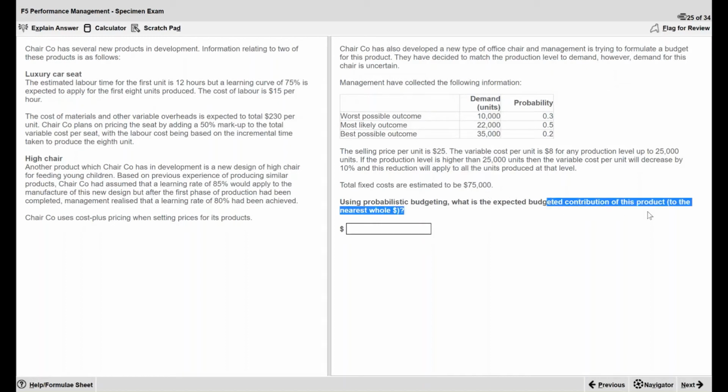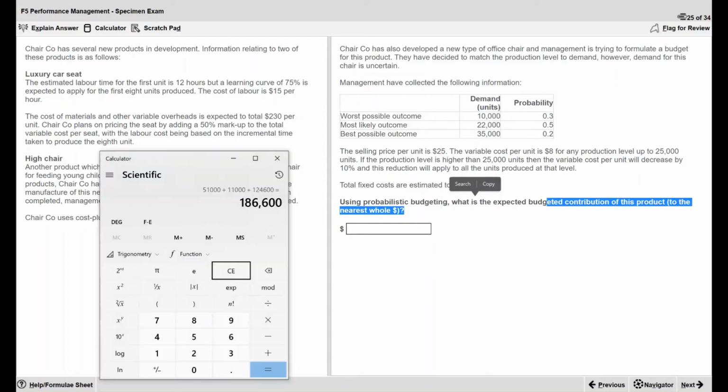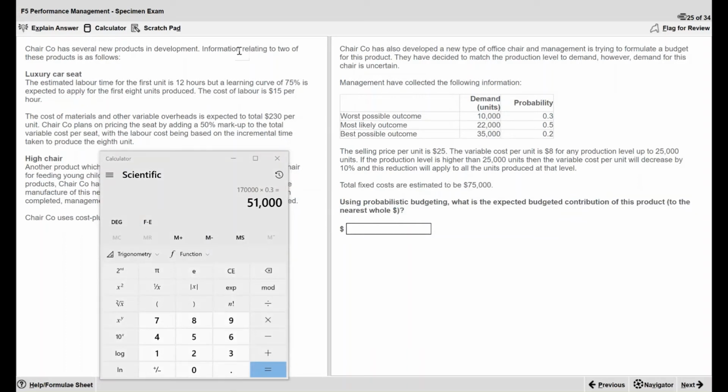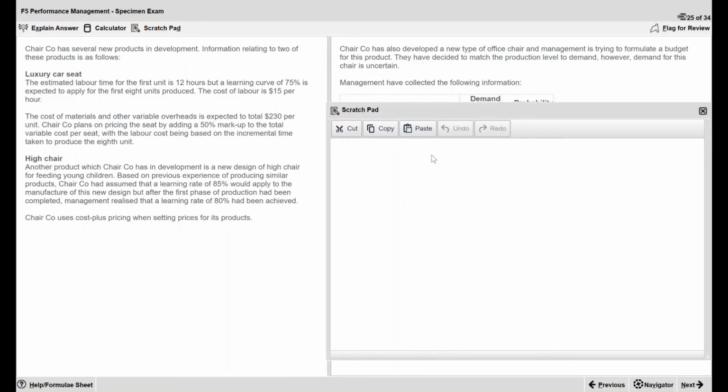Remember, they asked us budgeted contribution, not budgeted profit. So we would not include the fixed costs in it. So instead of taking the sales price multiplied by units and then variable cost multiplied by units, one minus the other, the easiest thing we could do is take contribution multiplied by their units, which is 25 minus 8, 17. So we have 10,000 multiplied by 17 becomes 170,000, but this has 30% chance of happening, so it will become 51,000. So we'll write that in scratch pad here, 51,000.